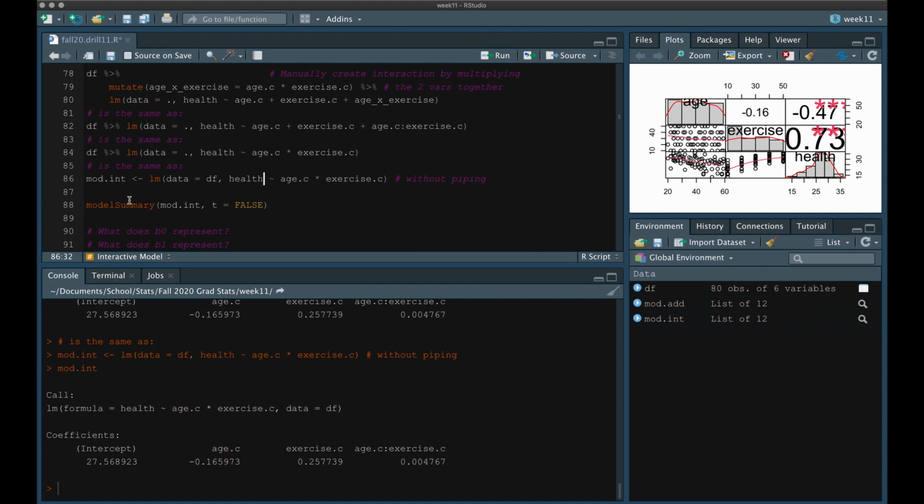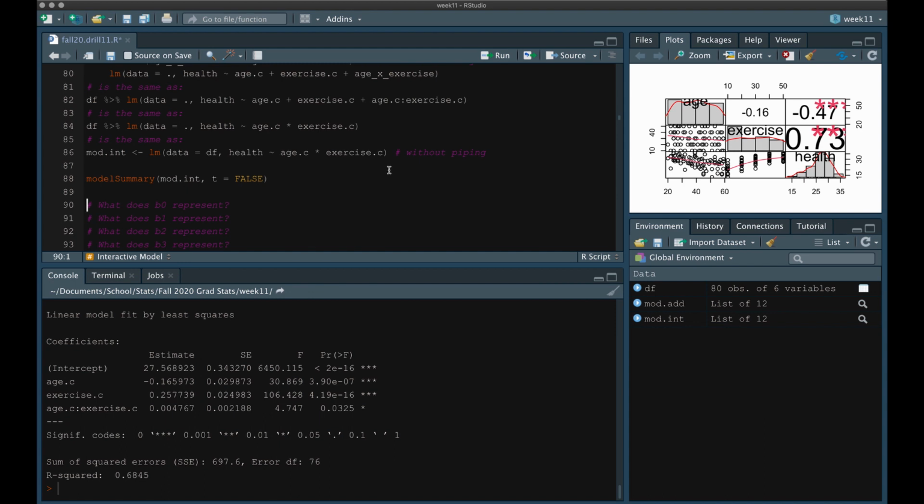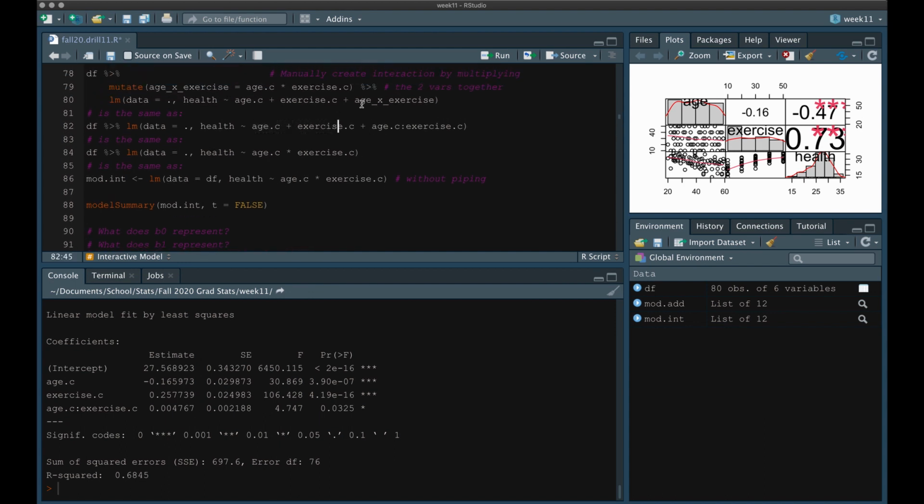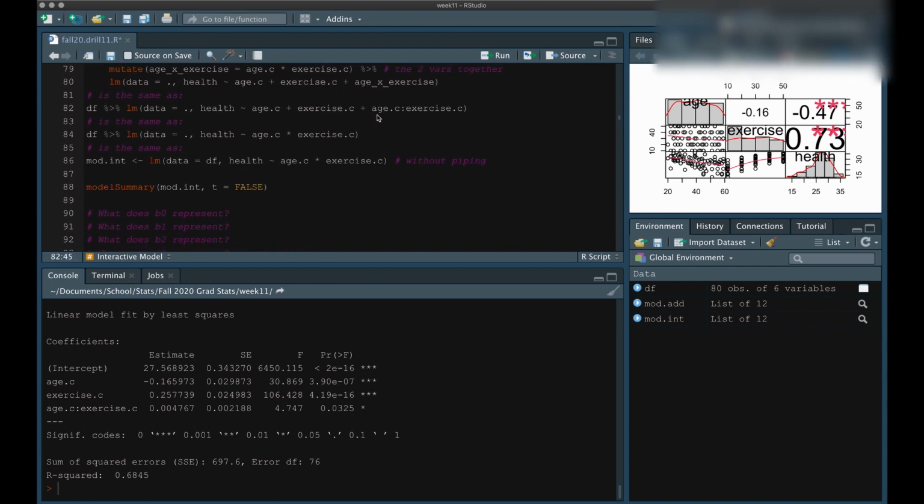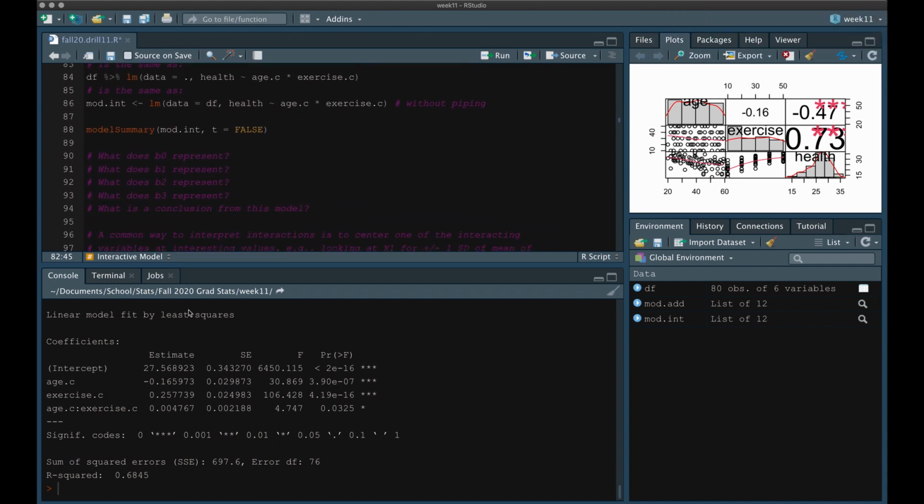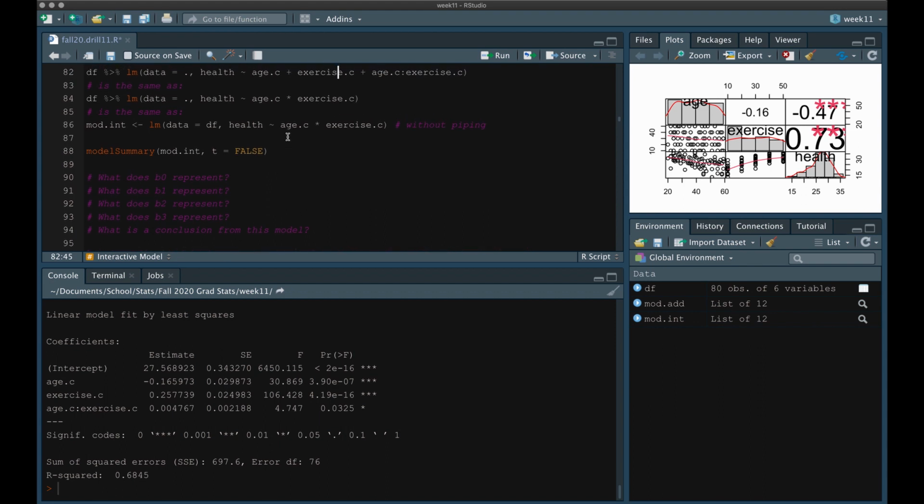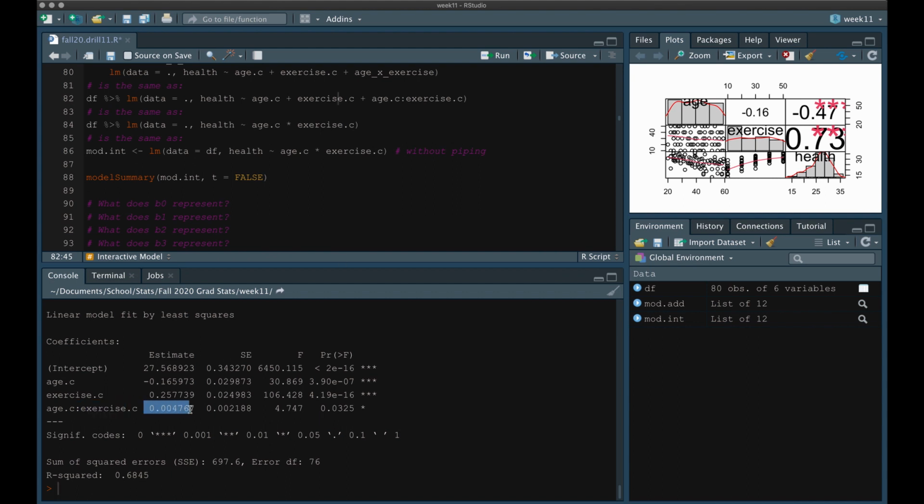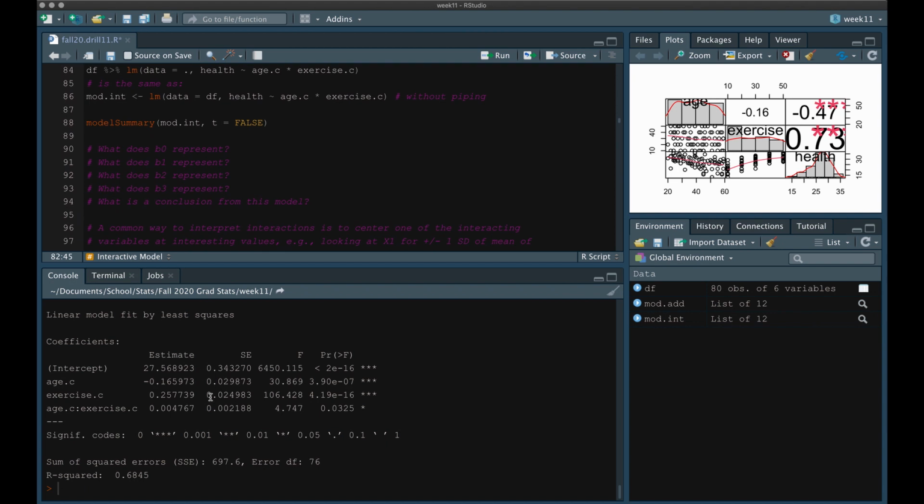But I digress. When we look at our model summary, so this is the model we created, an interactive model of centered age and centered exercise, now we have a four parameter model. We have our intercept, the slope of centered age, the slope of centered exercise, and the slope of the interaction of the two. So the only new piece of information here is this last one.